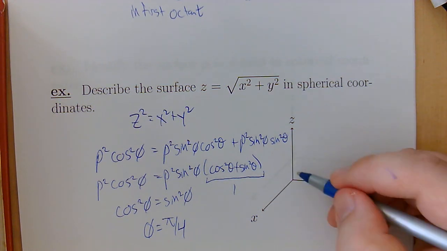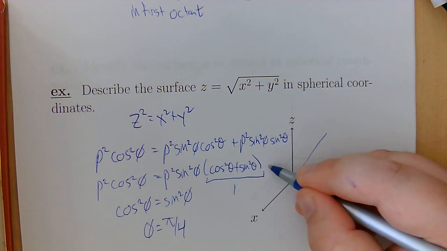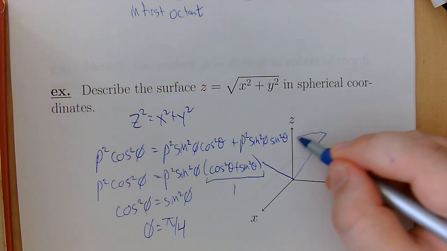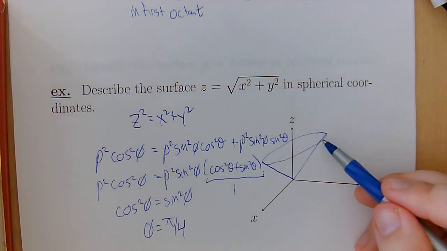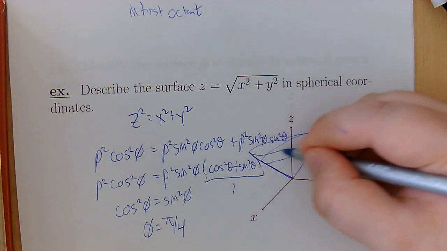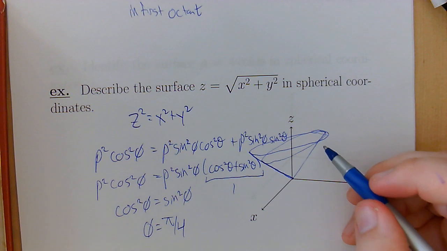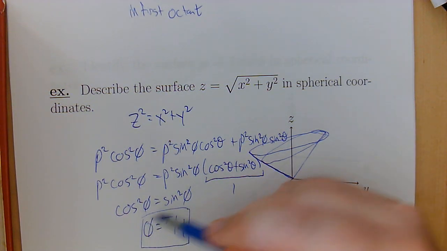So if we do phi is pi over 4, we're just drawing diagonal lines in any theta direction. So theta can be any value that we want, and we're going to end up getting our cone right here. I guess I should draw it a little bit more like this. There we go. That looks a little bit better. But yeah, so our equation for this is simply going to be phi is pi over 4.